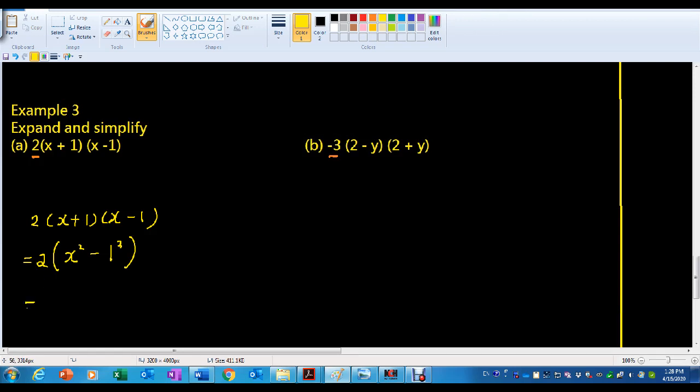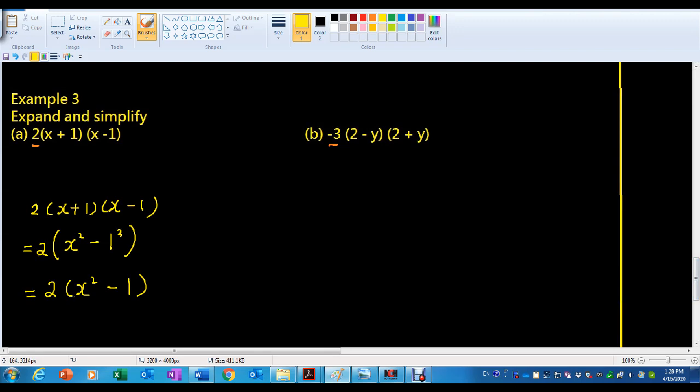Alright? And what happens here? x squared minus 1. Then of course, you have the 2 outside. We are going to expand, so that means you have to multiply that 2 into the brackets. That's what we call the distributive law. Okay, so 2x squared, of course, minus 2 times 1 is 2. Okay, so how about a second question?